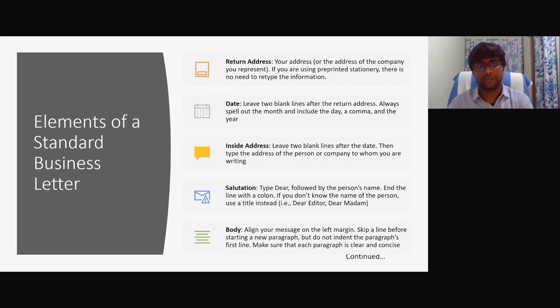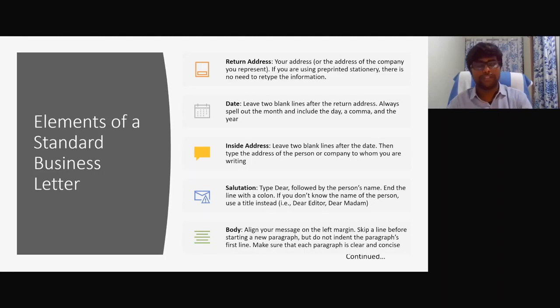Next, after two blank lines, comes the salutation. If we are writing a letter to our colleagues, to the ones working below us, or to friends or family, we should give a salutation with dear. If we are writing to higher authorities or superiors, we should mention sir or ma'am. After this, we should end the line with a colon.